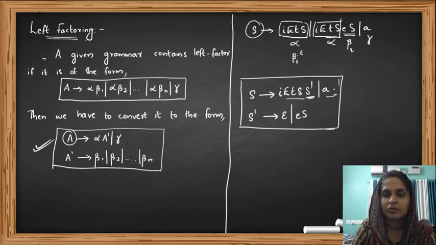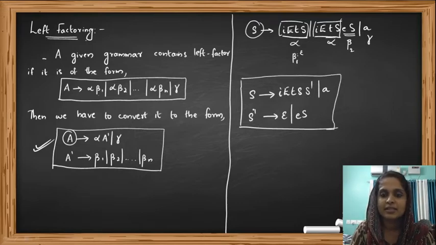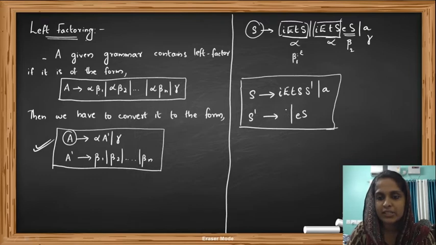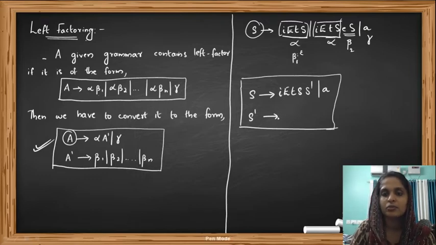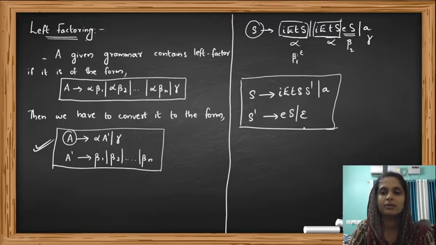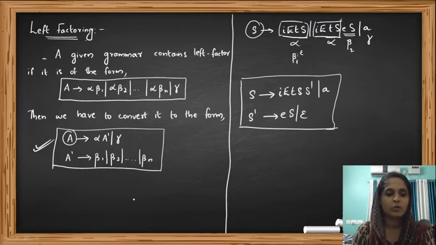So I'll just remove this S dash. And here in this second production, S dash produces epsilon bar eS. Usually we write epsilon at the end, right? So I'm just rearranging it to eS bar epsilon. Anyway, the meaning is the same. Whether I write epsilon bar eS or eS bar epsilon, in both cases the meaning is just the same. Okay, so this is what we mean by left factor. And we will see some more examples.